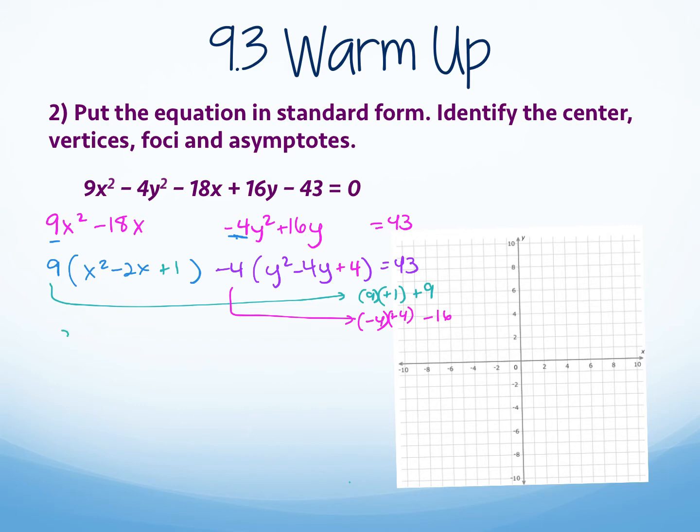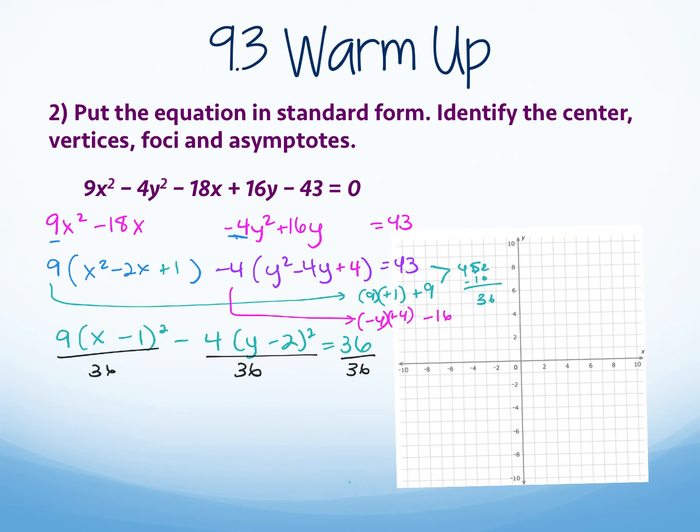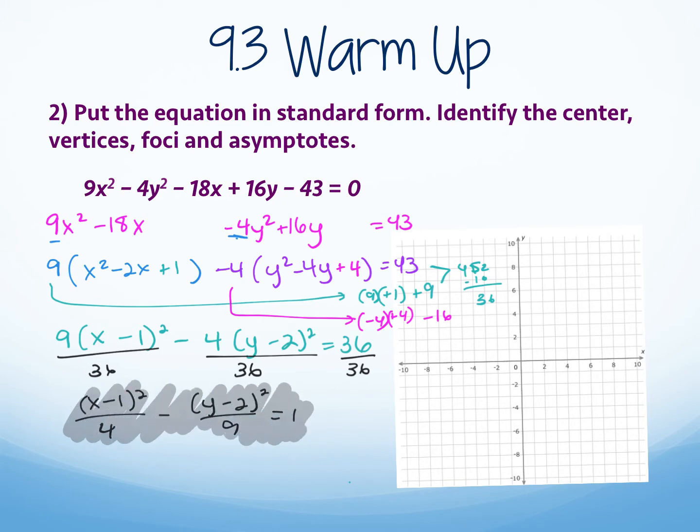So my x becomes 9(x - 1)². The y becomes (y - 2)². 43 plus 9 is 52. Minus 16 is 36. Now it's not set equal to 1, so I have to divide everything by 36. And I get (x - 1)²/4 - (y - 2)²/9 = 1. Here's the standard form of the hyperbola.